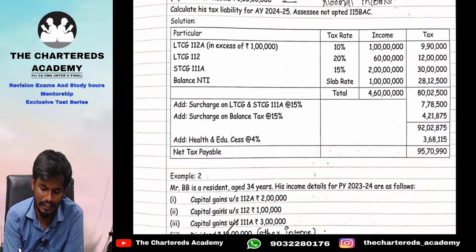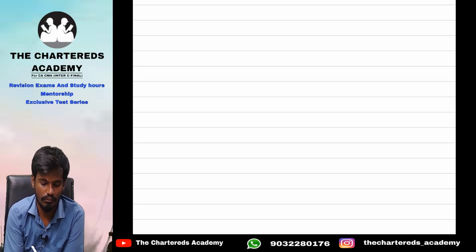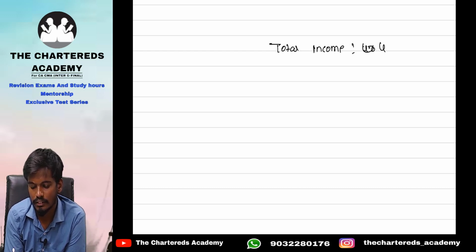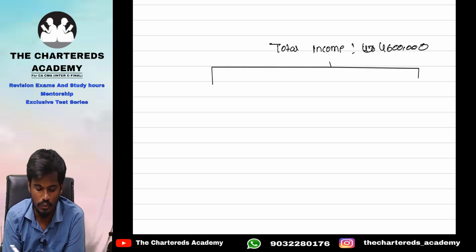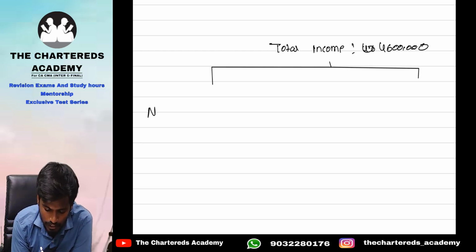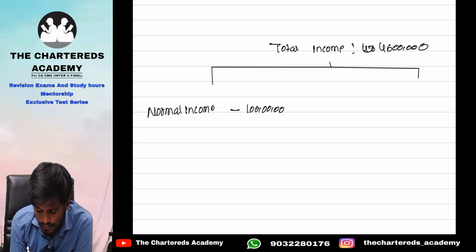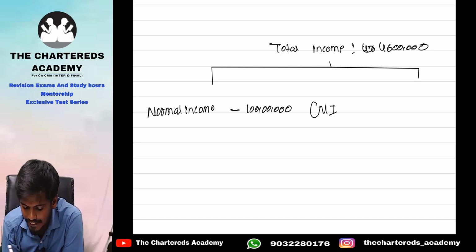What is your total income? It is 4 crore 60 lakhs. It is exceeding 2 crores. Now, what is your normal income? Your normal income is only 1 crore plus 100 lakhs. So it falls under criteria 2, and your normal income itself is below 2 crores.